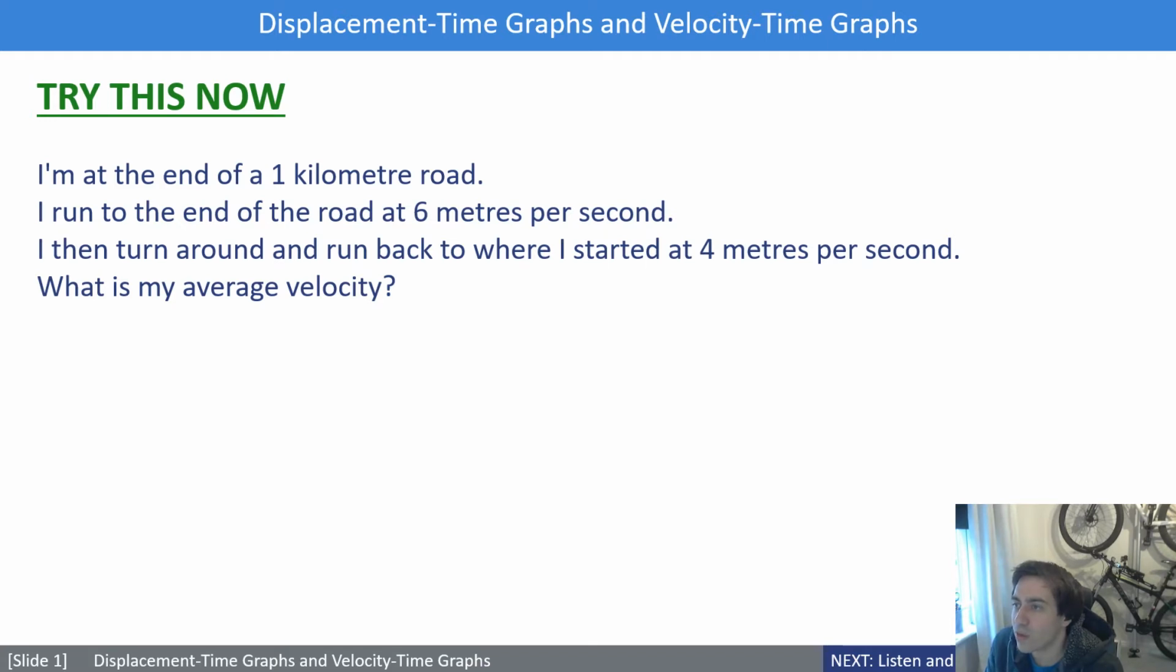So if you're at the end of a road, 1 kilometer long, or if I'm at the end of such a road, and I run to the end of that 1 kilometer, I do it at 6 meters per second, and then I turn around and immediately run back at a constant rate of 4 meters per second, then on average, throughout that entire situation, what was my average velocity? Before I tell you the answer, see if you can just get a number in your head of what you think it might be.